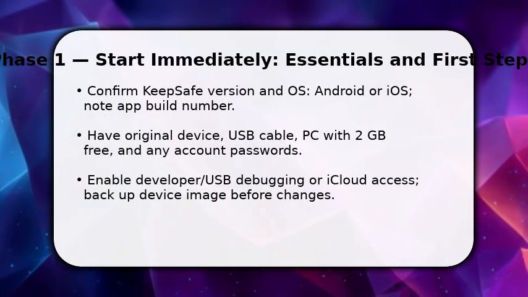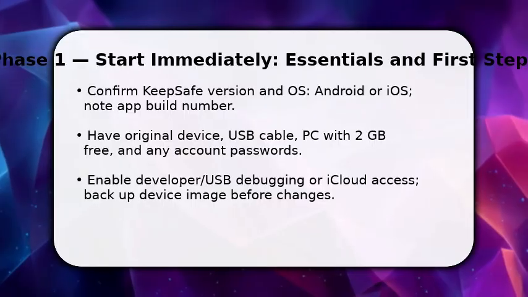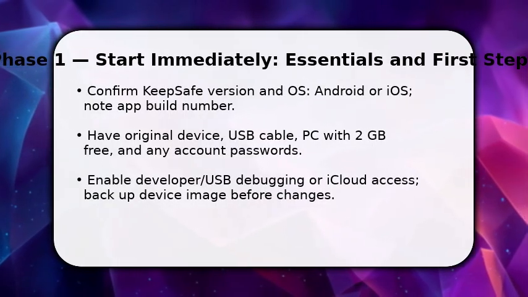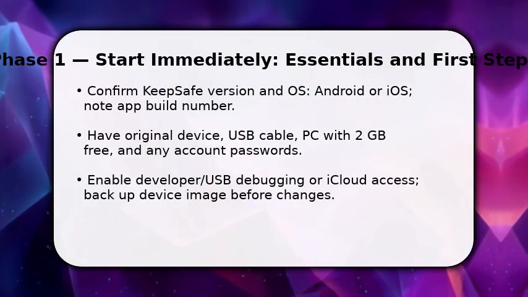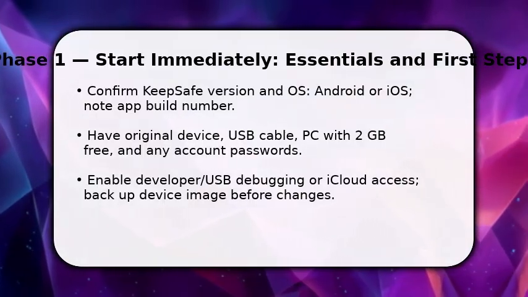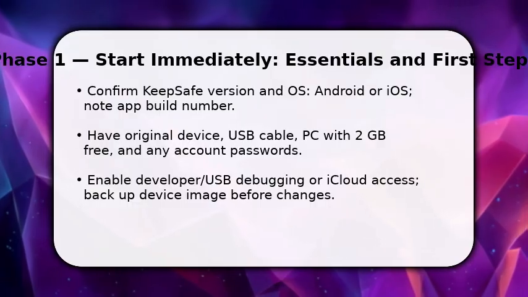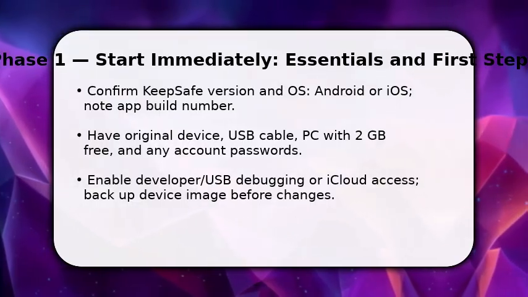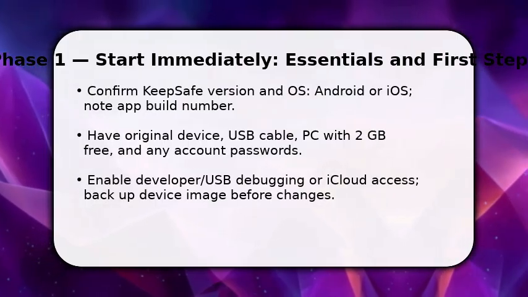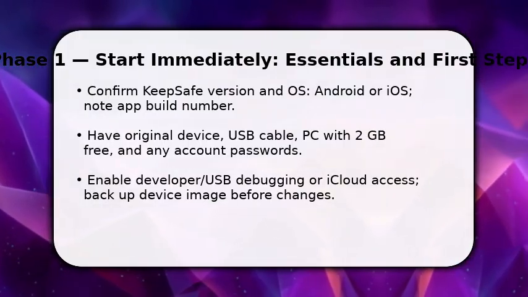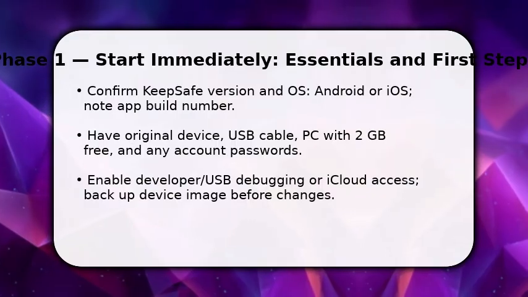You begin by verifying what you have: Android or iOS, Keepsafe version, and credentials. Once done, connect the original device to a PC and enable USB debugging or sign into iCloud on the desktop. Make a full device backup or image first. This preserves current data and prevents overwrites. You do this now because direct app file access often gets blocked later.